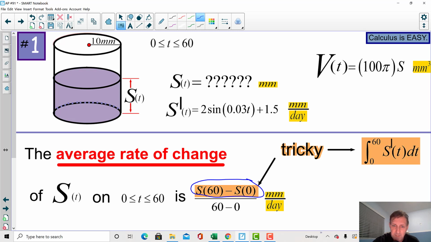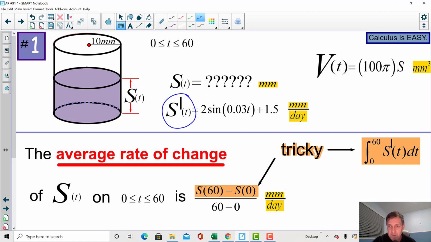And the big problem here, and the reason why this one's so tricky, is that we don't have s. We don't have the s function. So how are we supposed to find s of 60? How are we supposed to find s of 0? Well, there's a trick. There's one way we could do it. We have s prime. And I'm sorry to give you the trickiest one first. But we have s prime.